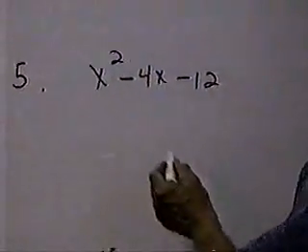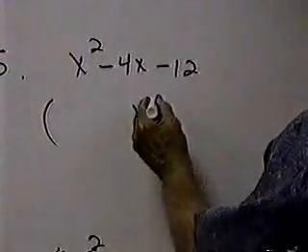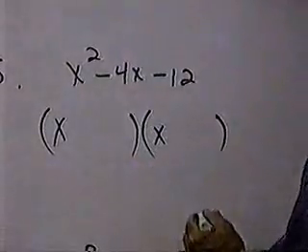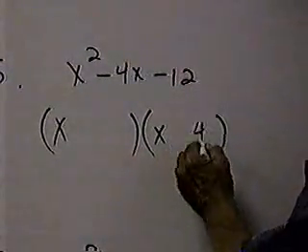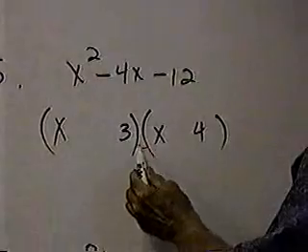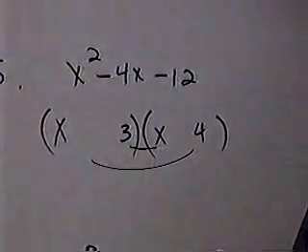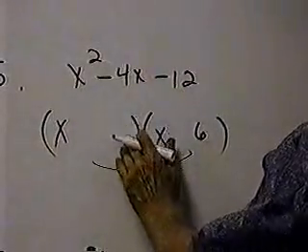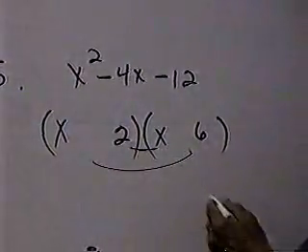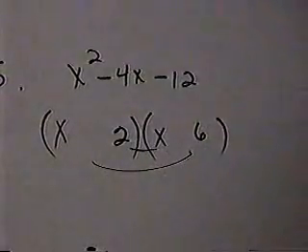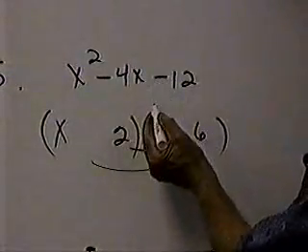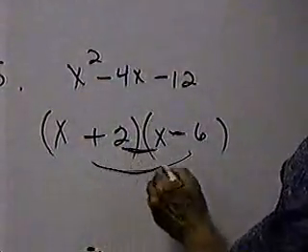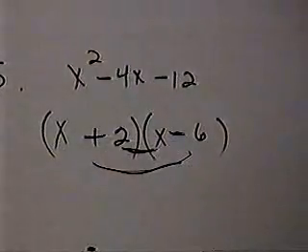Common factor? No. Therefore, we look for FOIL method. X and X. Okay. And 4 and 3. Does 3 and 4 give us 4? No. So let's try 6 and 2. Well, 2 and 6, yes. Now we got to figure out, if the last one is a minus, then it's minus plus. And that checks. It's a minus 6 and a plus 2 is a minus 4.